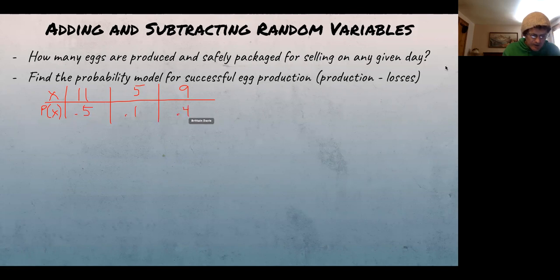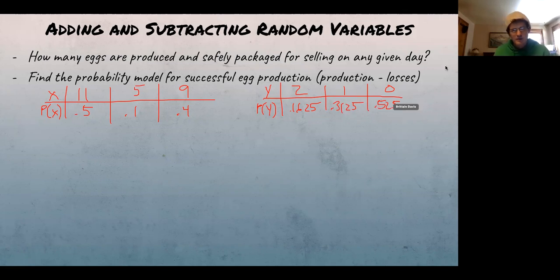We also have random variable y, which is our losses. And we could have had 2, 1, or 0 eggs lost. And now it's going to be, let's see, it was 0.1625, 0.3125, and 0.525. So if I made a mistake on any of those numbers, you can point that out to me. I think that's right.